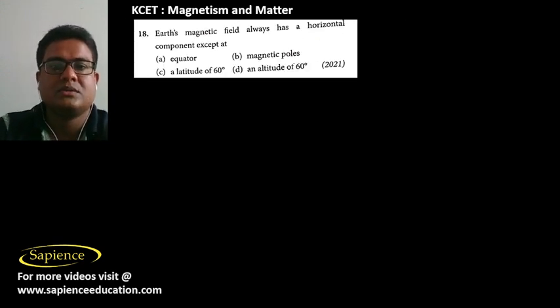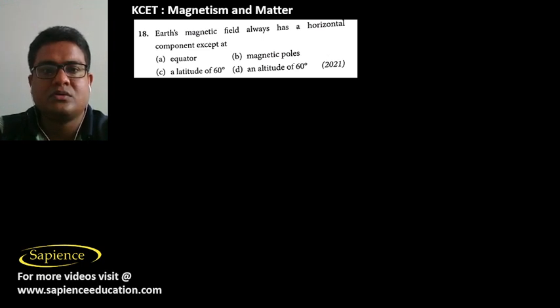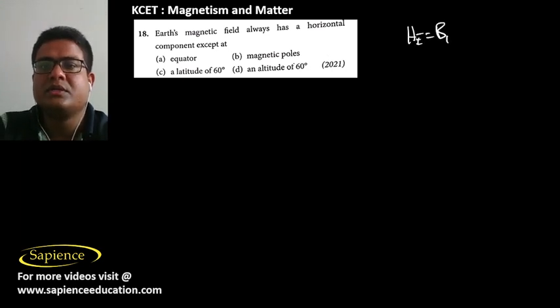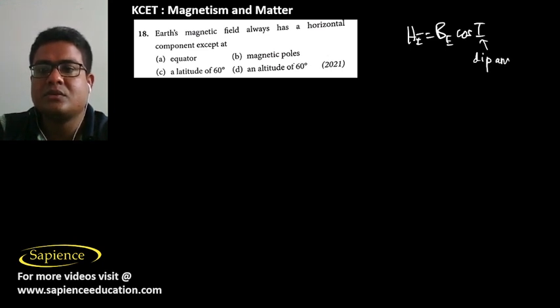Question number 18. It is told, Earth's magnetic field always has a horizontal component except at the magnetic poles. This is why, we know that HE is equal to BE cos I, and I is called the inclination or the dip angle. So the dip angle at the magnetic equator, dip angle I, will be equal to 0 degree.